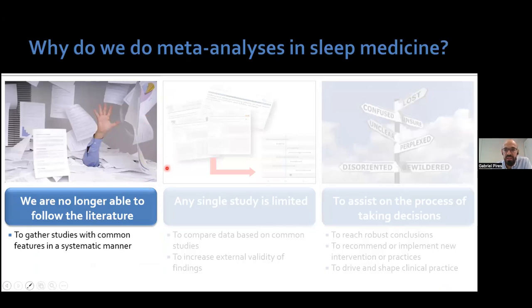So the first thing, and this applies to any field actually, we are no longer able to follow the literature. So if there is one academic article that can summarize other hundreds of articles, that is very, very helpful. Since we cannot read every paper that is published, and you know that there are hundreds of new papers in every single field coming to PubMed every day, I will not be able to track that.